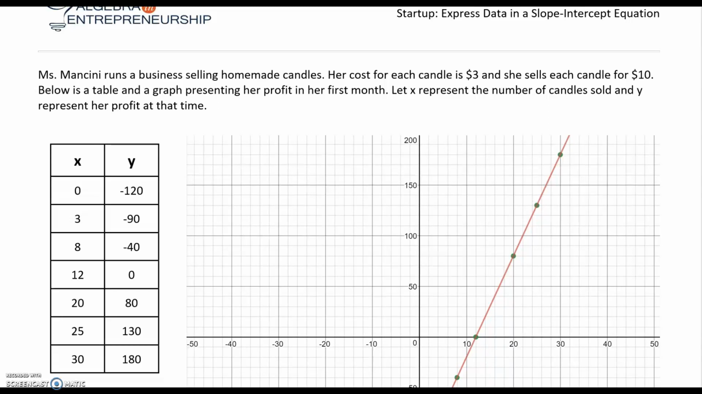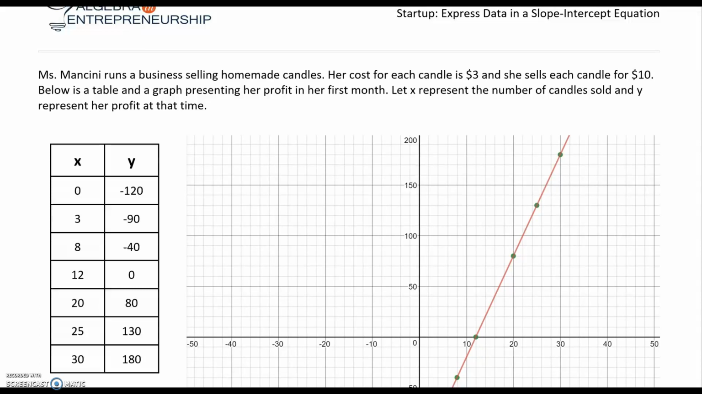Hi everyone. In this video, we are going to learn how to express our data in a slope-intercept equation. We're going to use the same context where we're talking about profit. So again, we're running a candle business. Candles cost $3 and they're sold for $10. You have the table and the graph, and we will build an equation from that.